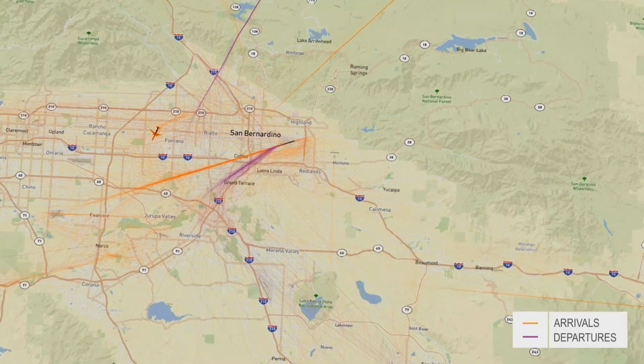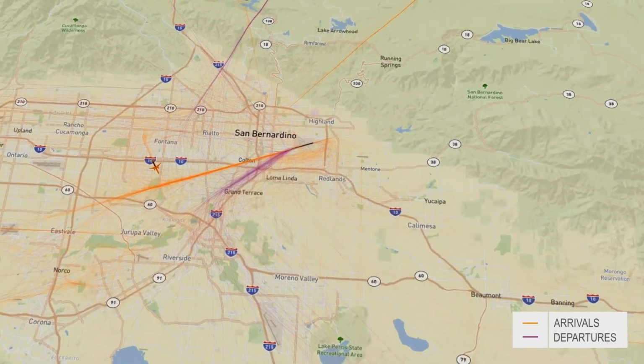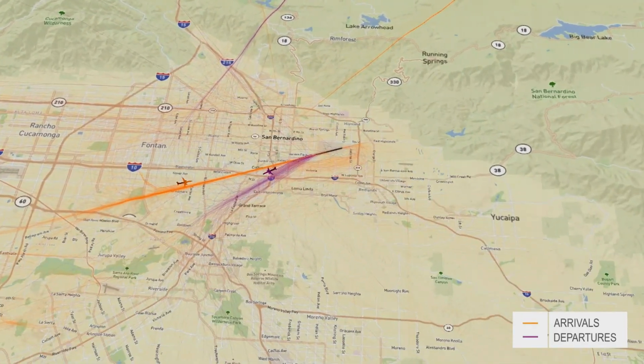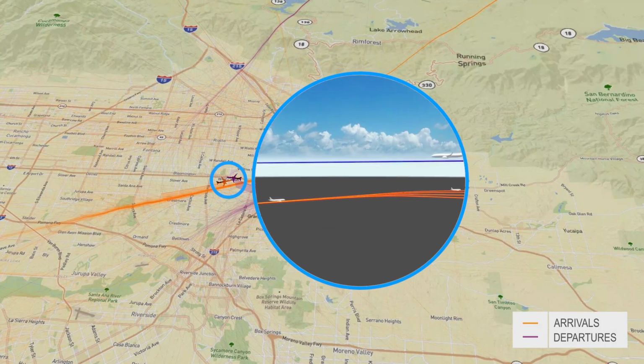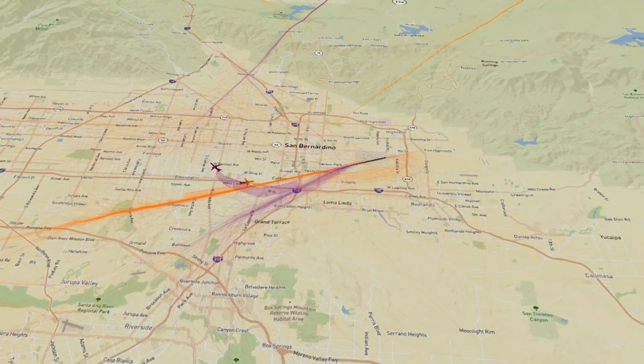Departures and arrivals have numerous crossing routes where the departures must be separated from arrivals. Controllers continuously manage and separate arrivals and departures simultaneously throughout the day.